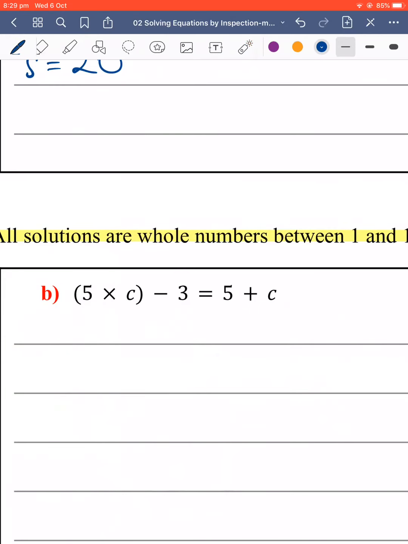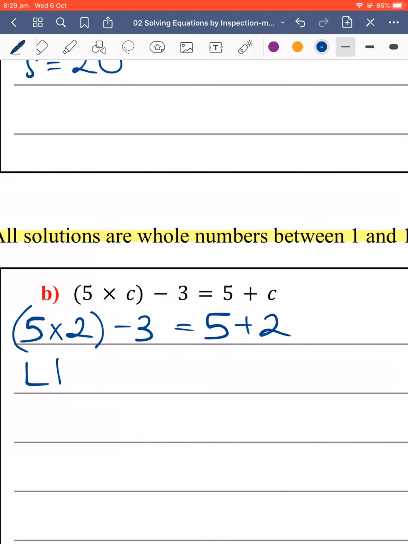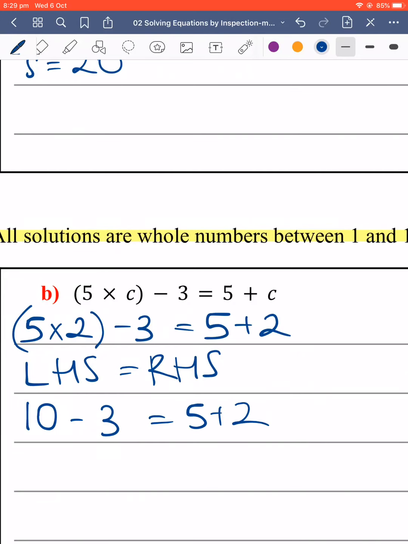Let's try another number. This time I'm going to write it out. So let's try 5 times, let's use the value of C being 2. So 5 times 2 minus 3 equals 5 plus 2. Let's have a go at this. So again, I want my left-hand side to equal my right-hand side. So I've got 10 minus 3 equals 5 plus 2. And let's solve each side by themselves. So 10 minus 3 is 7, and 5 plus 2 is 7.